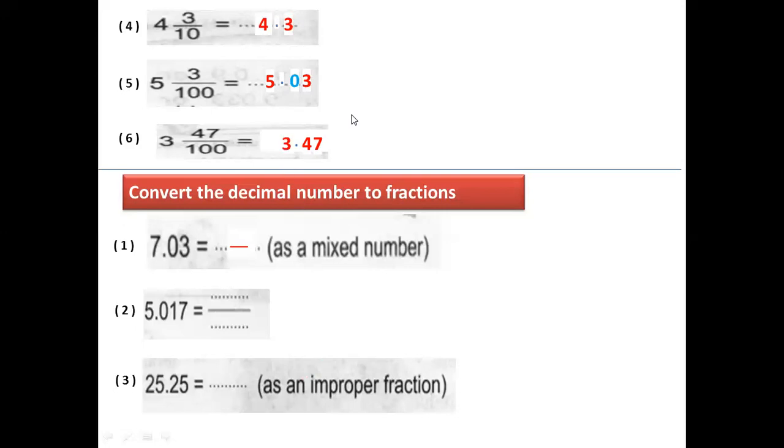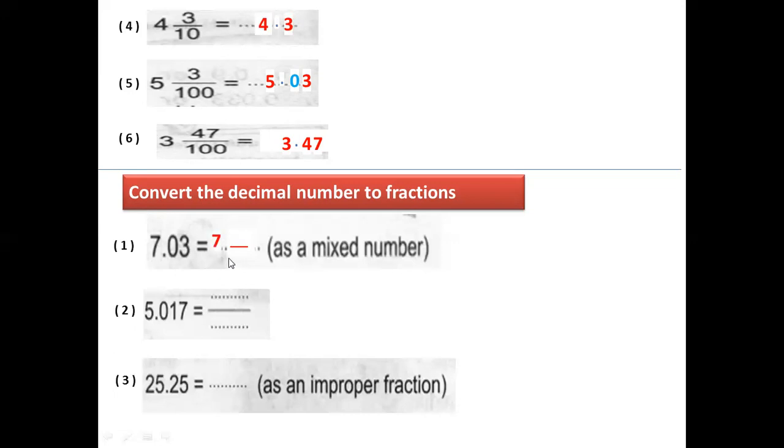Next, how can we convert a decimal number to a fraction? Example number 1, we have a mixed number 7.03. We have studied before that a mixed number consists of two parts, whole part and decimal part. The whole part here equals 7 and the decimal part here equals 0.03. How can we write this decimal as a mixed number? A mixed number consists of a whole and a proper fraction. So the whole number here equals 7.